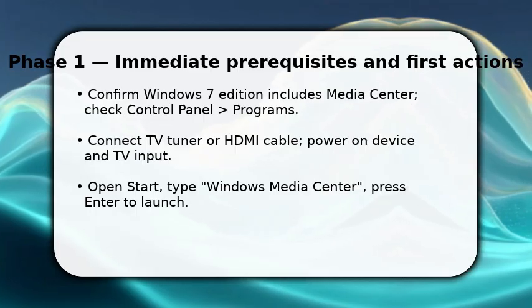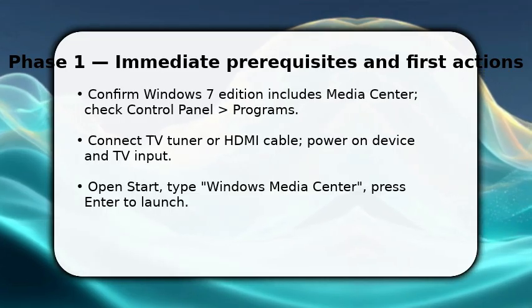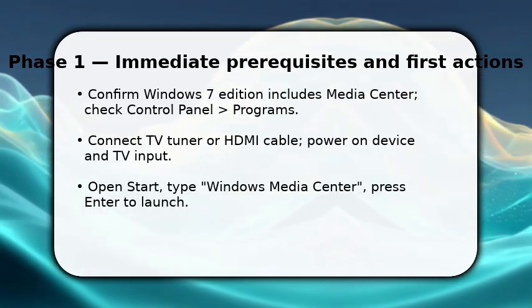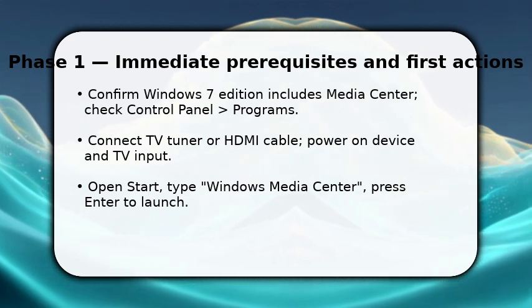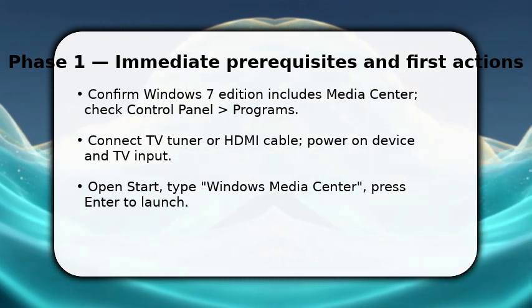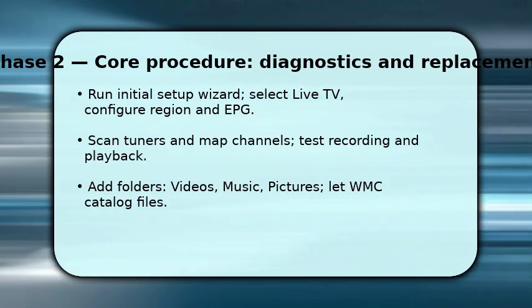This step initializes libraries and device detection. You do this now so the program can scan your hardware and media folders immediately, avoiding delays later when configuring guides or playback. Once Media Center launches, follow the initial setup wizard and choose Live TV if you have a tuner. Set your region so the electronic program guide matches local schedules.